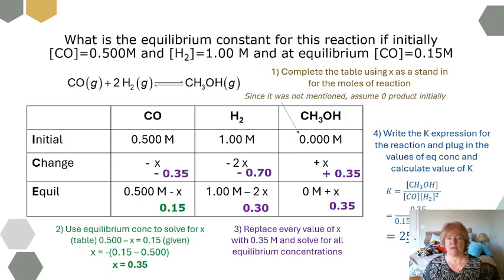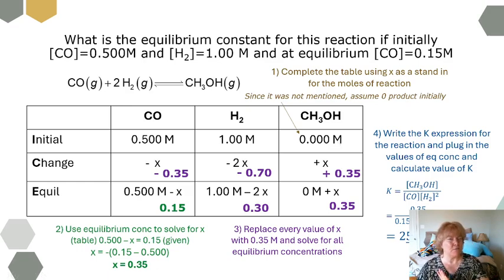I begin by writing an ICE table. I'm going to complete the table using X as a stand-in for moles of reaction. So I put one column for each of the reactants, carbon monoxide and hydrogen, and one for the product. Note, when I'm putting these substances down, I'm not putting the coefficients in them. The coefficients are going to show up in the change step. I write down from the problem that the initial concentration of CO was 0.5 and of hydrogen was 1. And I can make an assumption, since it didn't say anything, that at the beginning of the reaction there is no product. So for my product, CH3OH, the initial concentration is 0 molar.